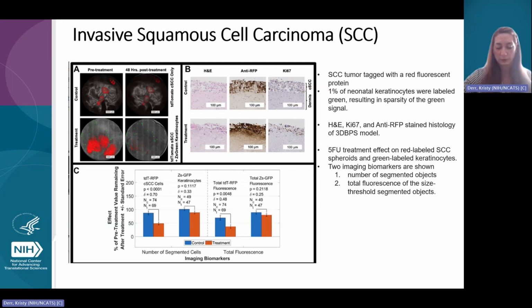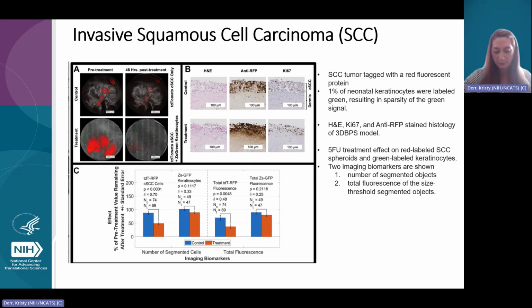A 3D confocal image of the skin where SCC tumor spheres were tagged with a red RFP stain, and 1% of the normal neonatal keratinocytes were tagged green. This was so we could visually image the effects of the chemotherapy and compare the ratio between the red and green before and after treatment. We did a normal H&E stain, a Ki-67, which showed proliferation of the tumor cells, and then an anti-RFP to also show the tumor growth as well.